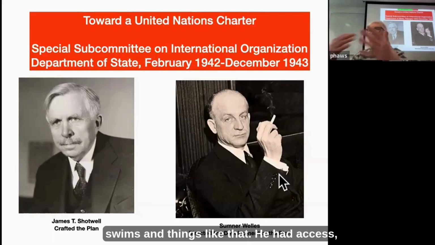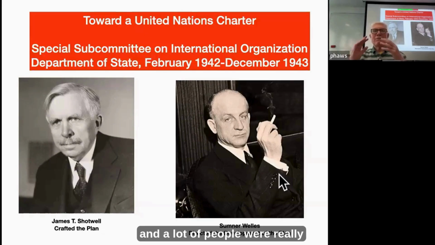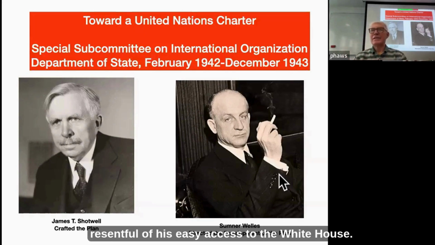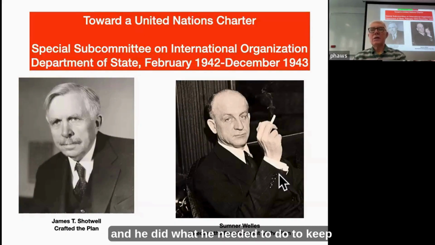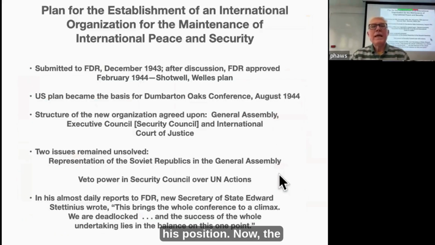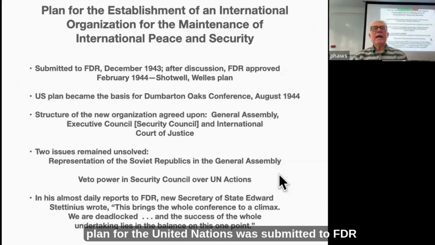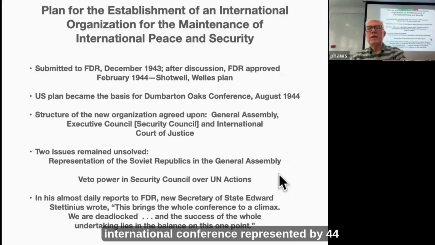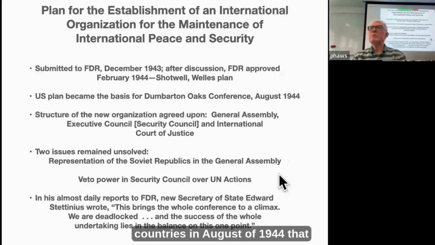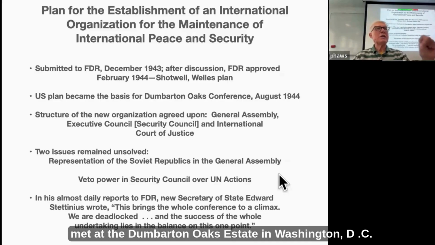He had access, and a lot of people were really resentful of his easy access to the White House. But he kept up with these things, and he did what he needed to do to keep his position. Now, the plan for the United Nations was submitted to FDR in December of 1943, and FDR approved it in February of 1944. And it became the basis for an international conference represented by 44 countries in August of 1944 that met at the Dumbarton Oaks Estate in Washington, D.C.